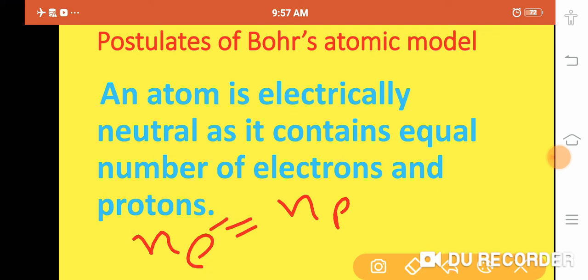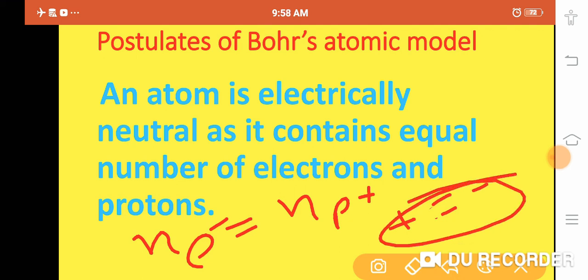Electrons have the negative charge, protons have the positive charge. If both are equal, then what happens? The total number of positive charge is equal to the total number of negative charge. Overall it will be neutral. That is why an atom is electrically neutral.